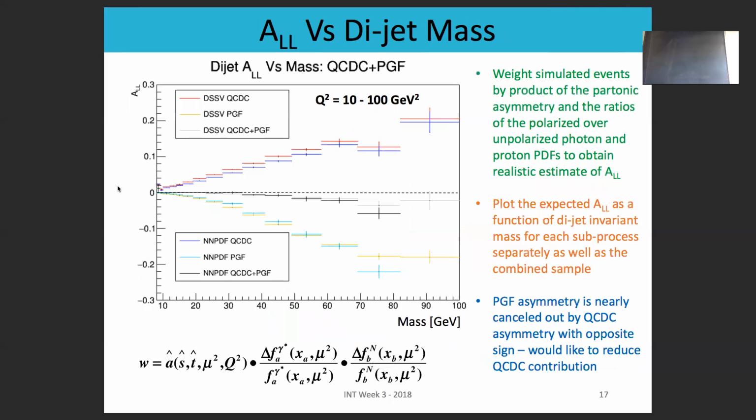So this is the A_LL as a function of the dijet mass, for the QCD Compton process and the photon gluon fusion process for the two different PDF sets. You see that the asymmetries for the individual sub-processes become quite large, up to roughly 20-some percent, but they're opposite in sign. And so when you combine the sample, actually they cancel quite exquisitely.